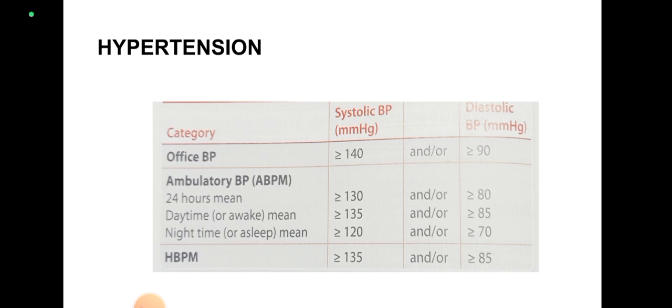Home blood pressure monitoring is done with a validated electronic upper arm cuff device in the sitting position. It should be more than 135 for systolic BP and more than 85 for diastolic BP. As you can see here, office BP is usually more than ambulatory and home blood pressure monitoring. It is because of white coat hypertension, which is a result of anxiety upon visiting a physician or hospital.